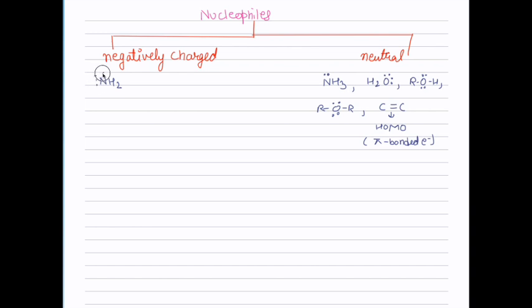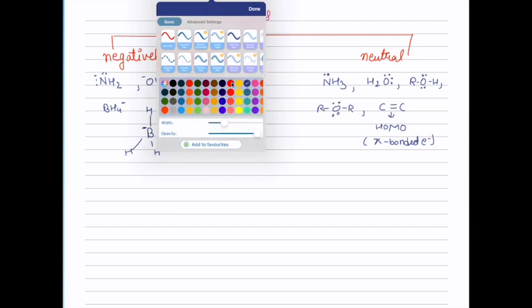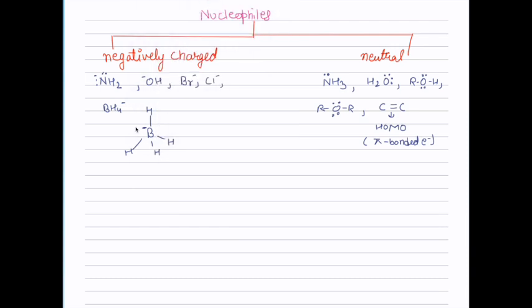In the negatively charged species, we can have NH2 negative, which will also have non-bonding electrons, OH negative, Br negative, CN negative, halogens. We can also have BH4 negative. But in BH4 negative, it is a tetrahedral species. The negative charge is on boron, but the nucleophile here is the sigma boron-hydrogen bond, not this negative charge.